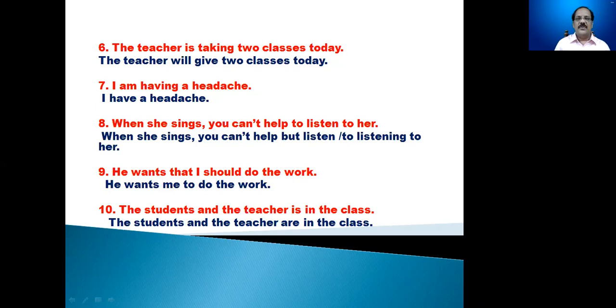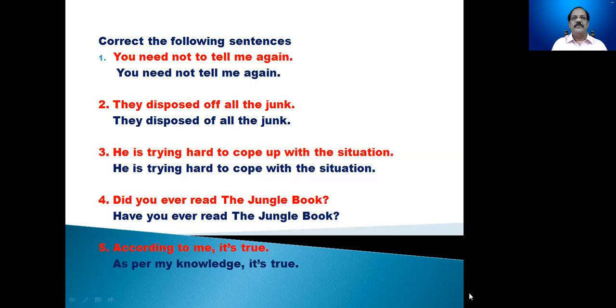That means the students and the teacher is plural. So we have to use a plural verb. The subject is in plural, that's why we have to use a plural verb. What is the plural verb for is? Are. So instead of saying the students and the teacher is in the class, the correct answer is the students and the teacher are in the class. Students and teacher is plural, so we are using a plural verb.